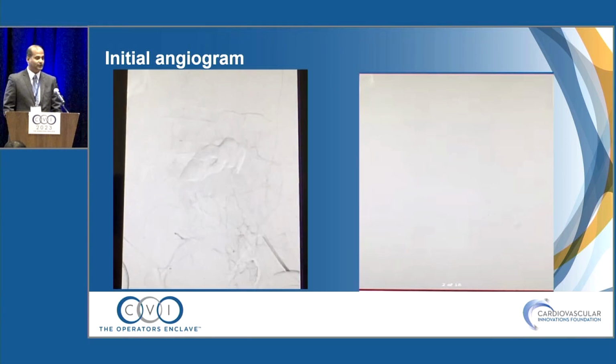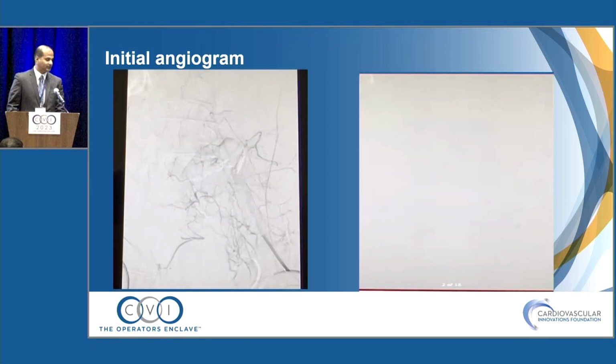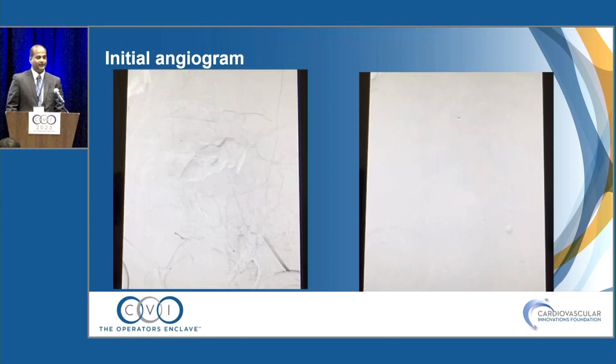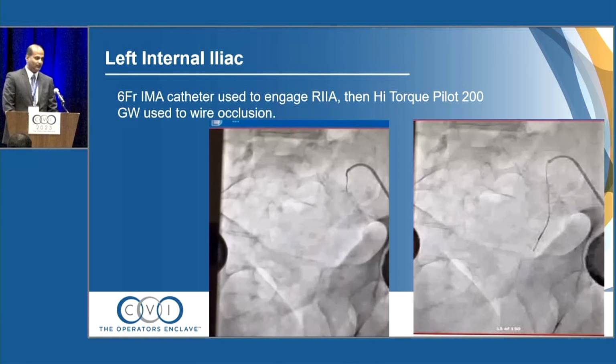So the initial angiogram of the left iliac, as you can see, shows a proximal obstruction, and then the right iliac was a proximal obstruction as well.